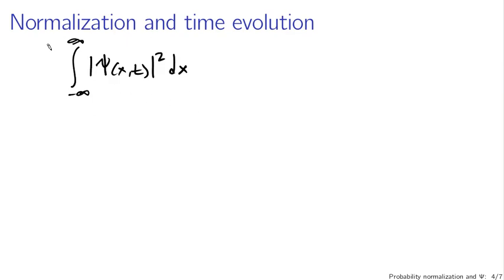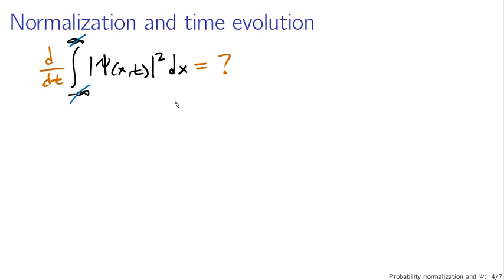If this is going to always be equal to 1, supposing it's equal to 1 at some initial time, what we really want to know is what the time derivative of this is. If the time derivative of this is equal to 0, then we'll know that whatever the normalization of this is, it will hold throughout the evolution of the wave function. Now I'm going to make a little bit of simplifying notation here, and I'm going to drop the integral limits since it takes a while to write.